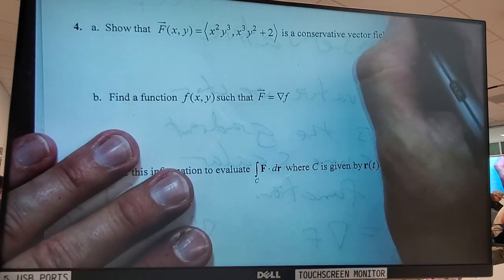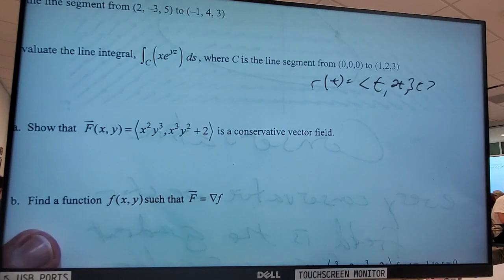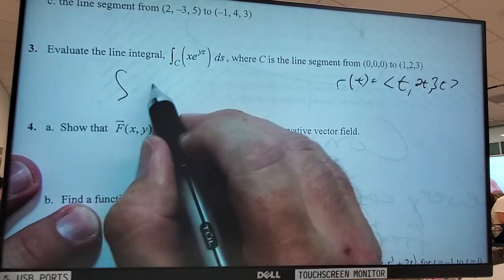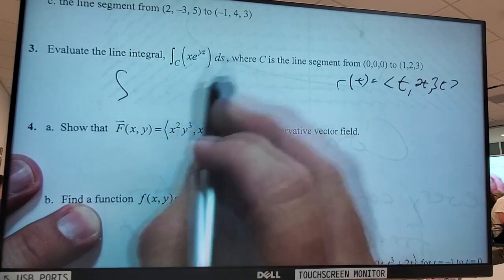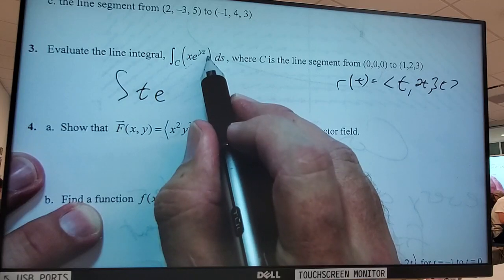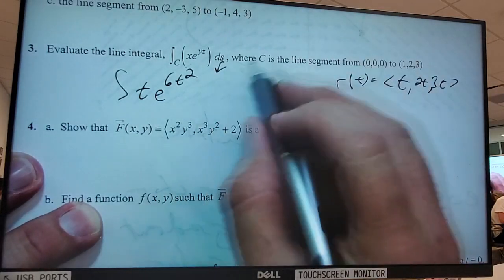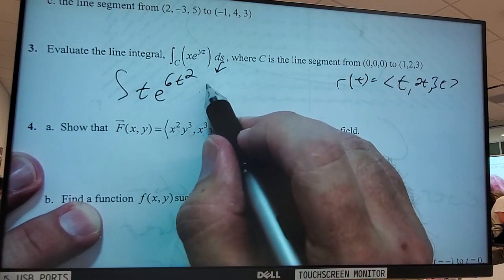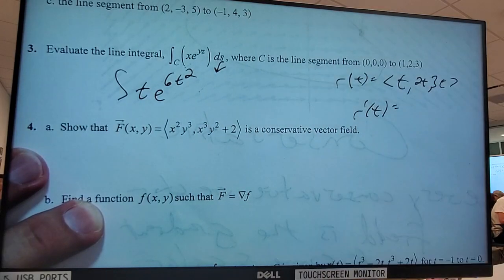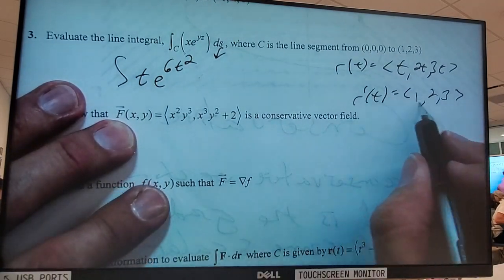So I've got my r of t is t, 2t, 3t. Yes? And then this integral can be written as, I can put the values in here, right? What's x? t. What's y? 2t. And what's z? So what's yz? 6t squared. And this I could replace with r prime. What's r prime? 1, 2, 3. And I just need the length of it.